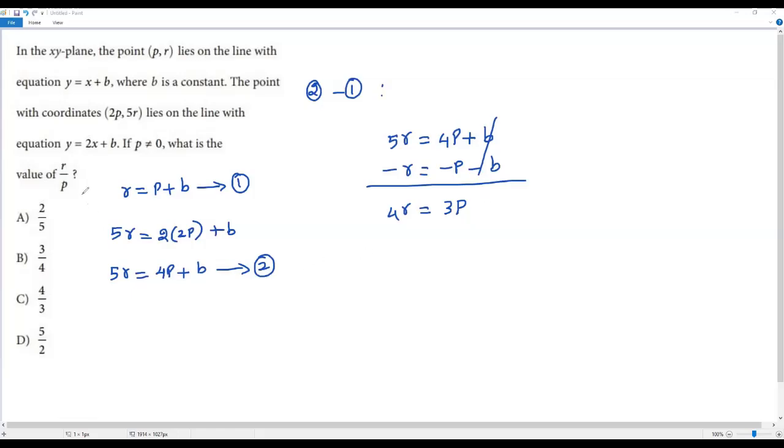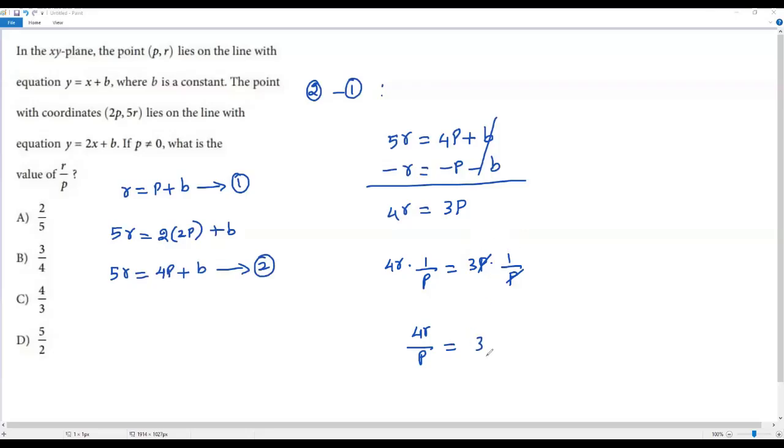Now actually we need r over p, but we have r on the left side and p on the right side. To get r over p in this equation, I'm going to multiply both sides by 1 over p. So 4r times 1 over p on the left side, and on the right side, 3p times 1 over p. Both sides are multiplied by 1 over p, so the p cancels out on the right. Then 4r over p equals 3.